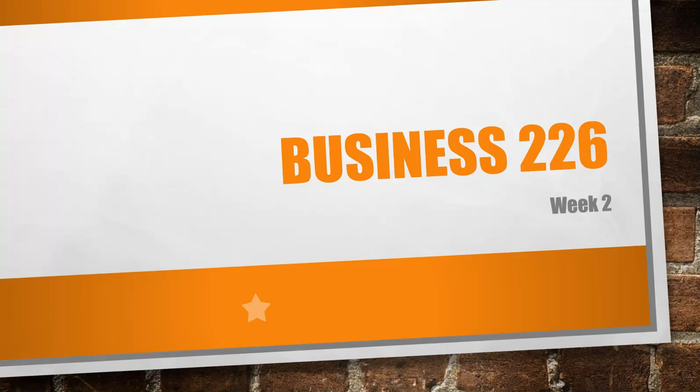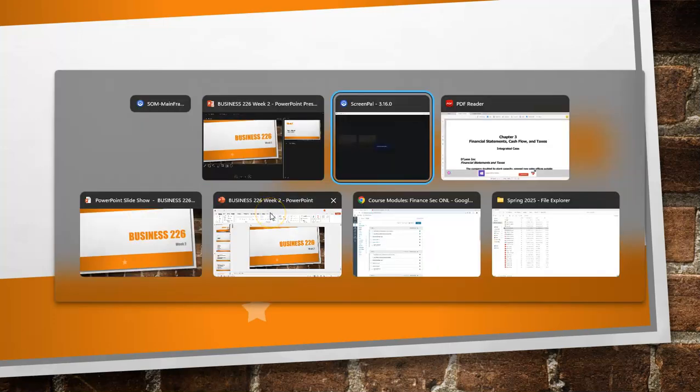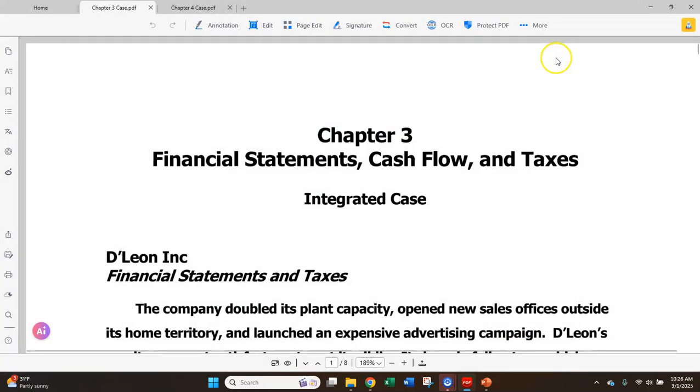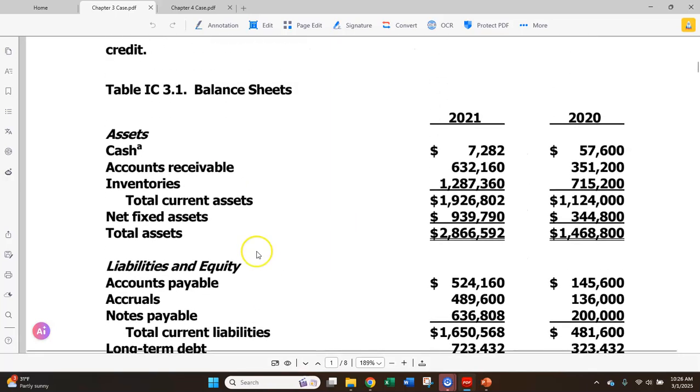This week it's going to be a little bit different. We're going to have the PowerPoint during my presentation, and during the presentation, you'll also be able to follow along with a chapter three or chapter four integrated case. So I will talk about this integrated case as we go through the PowerPoint.